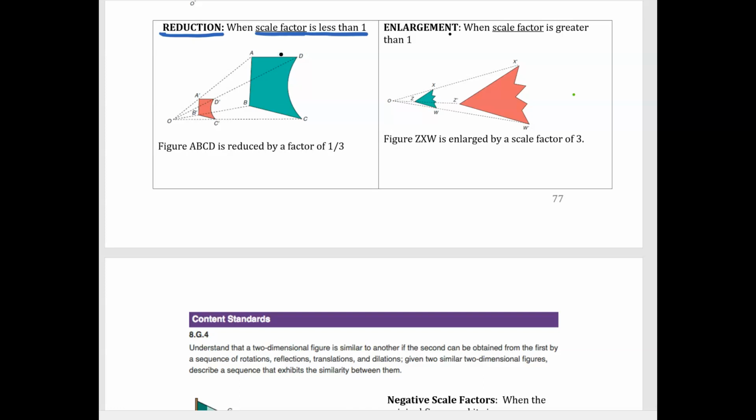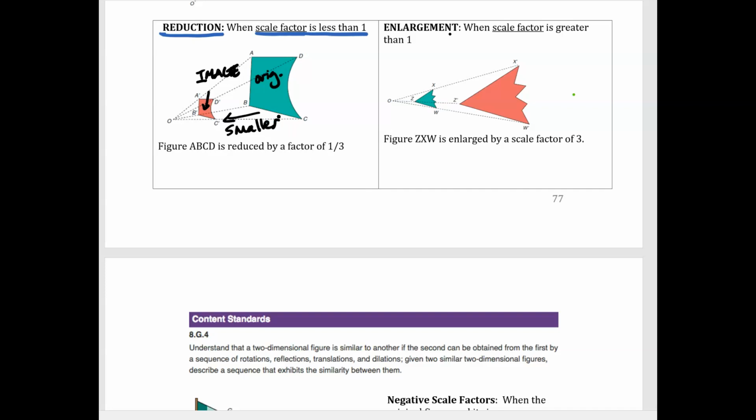Okay, this green one has regular letters, so we're going to say this is the original, and this one down here is the image, because we see those apostrophes next to all those letters. So if the original is bigger, then that means we have a reduction going on. It's getting smaller, it's being reduced. And anytime it's getting smaller, we say it's a reduction. And the scale factor is less than 1.